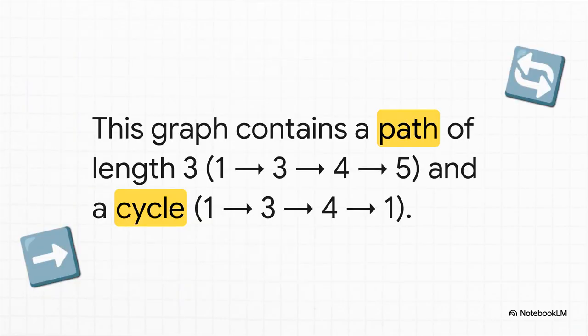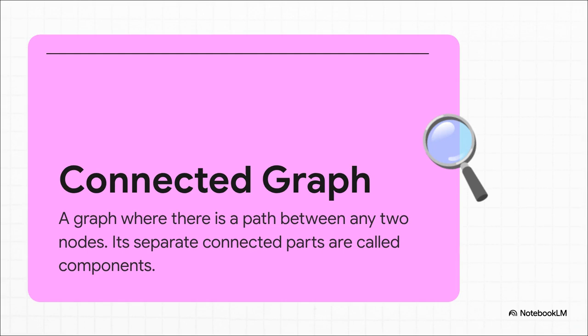So check this out on the screen. See that path from node 1 all the way to node 5? It crosses 3 edges, right? So we say its length is 3. And that other highlighted bit, that's a cycle. You go from 1 to 3 to 4 and right back to where you started at 1, forming a nice closed loop.